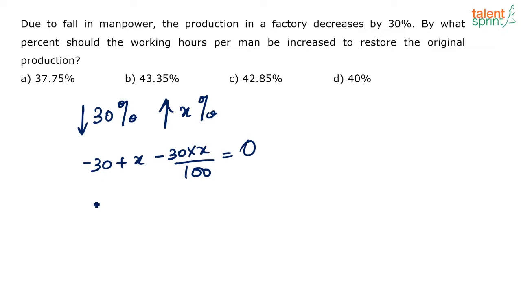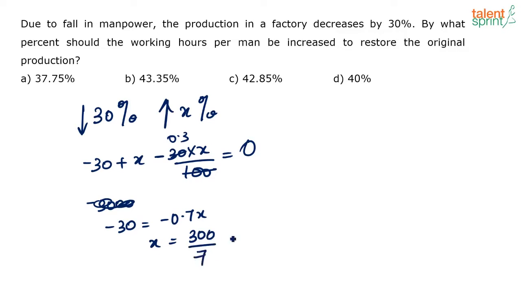So you have minus 3000, correct? Or directly do it like this, 0.3, that will be easier. So minus 30 is equal to minus 0.7x, or x is equal to 300 by 7, correct? That is equal to 42.85. So the answer for this question is 42.85. So this x is 42.85, that is option C. Okay, same concept like we did for the previous question.